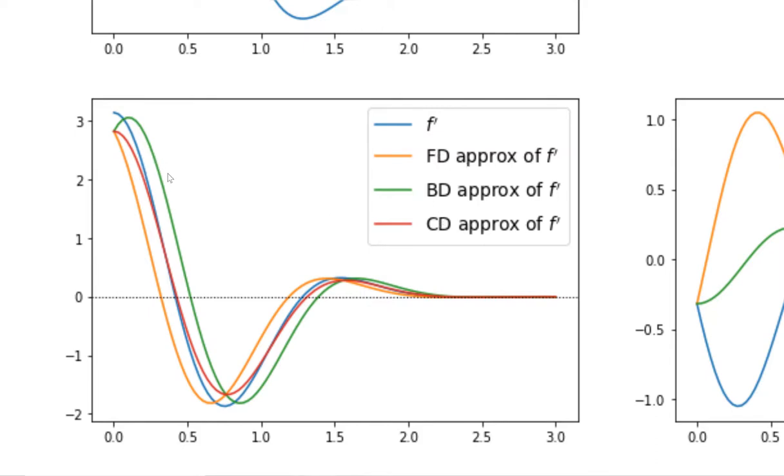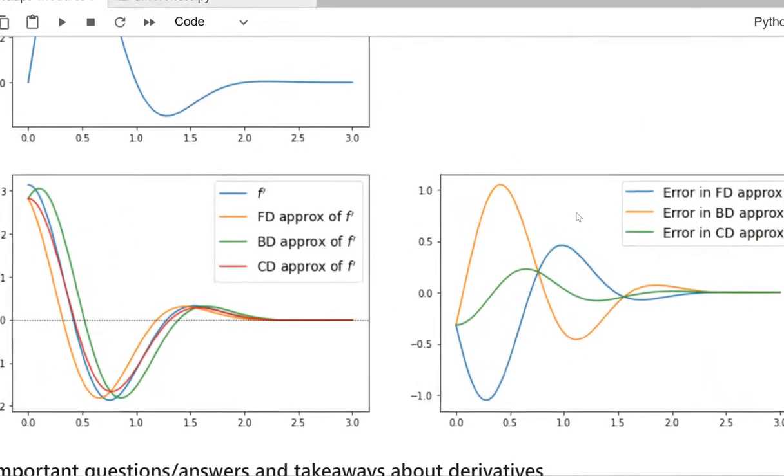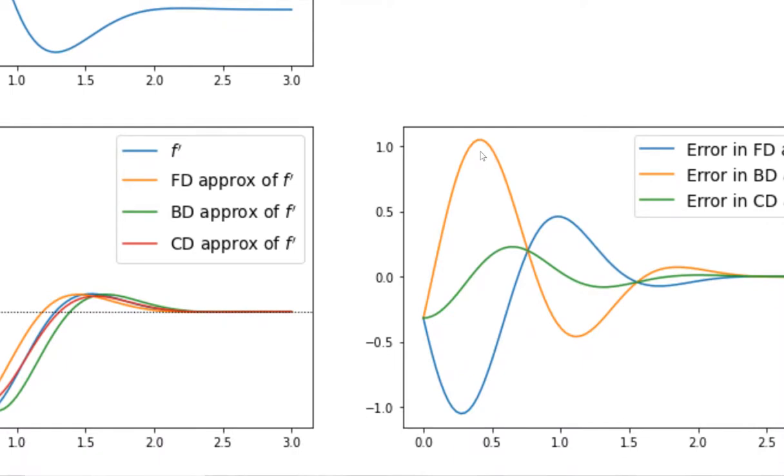And the forward and the backward difference approximations seem to over- or underestimate the derivative of the function by kind of equal amounts, which is something you can also see in the error. The error in the forward difference approximation is generally positive, and in the backward difference it's generally negative. There are exceptions to this, but it's generally the case.